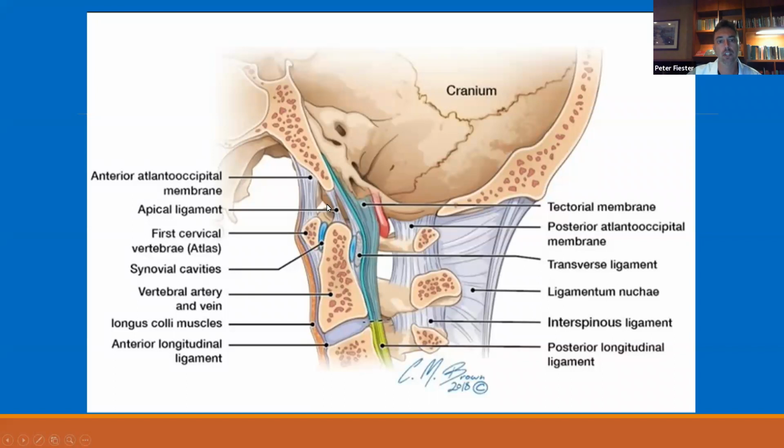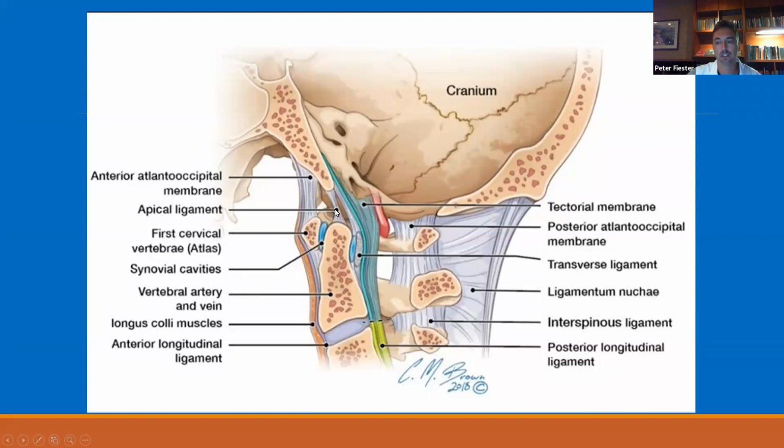As you move posterior, the next ligament you run into is the apical ligament. And the apical ligament is an interesting ligament. It's actually not really a ligament. Cadaveric evaluations of this ligament have shown that it's actually notochordal tissue. It has a notochordal tissue core, surrounded by elastic fibers. And it's basically vestigial notochordal tissue between C0 and C1.